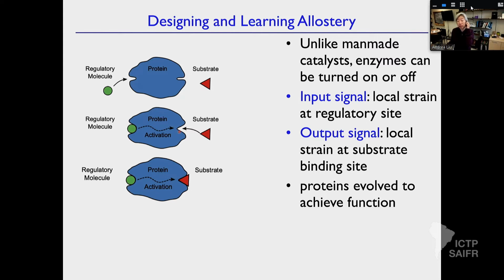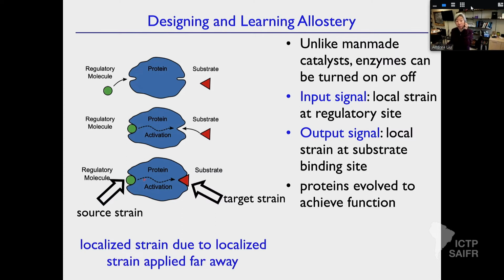Okay. So that's allostery, a localized strain over here in response to a strain applied here. So I apply a source strain, I get a desired target strain, and the source and the target can be far apart from each other.